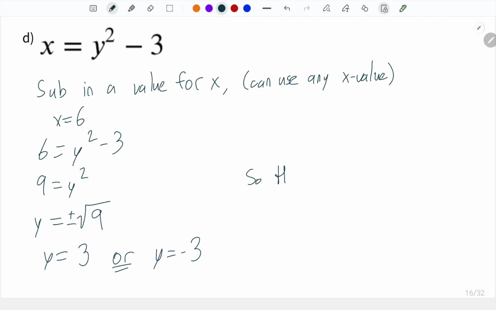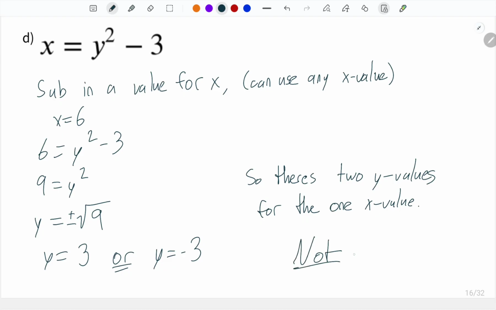So there's 2 y values for the one x value. So it is not a function, actually. You could say it's just a relation.